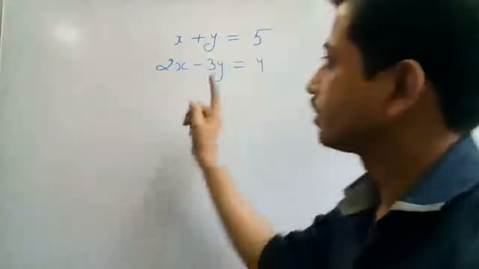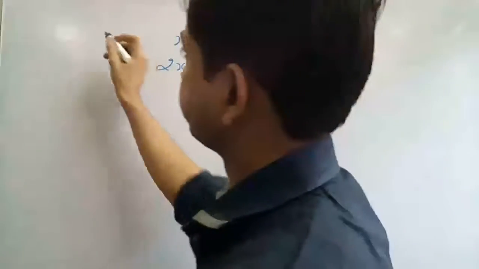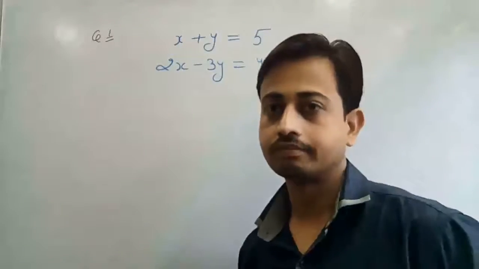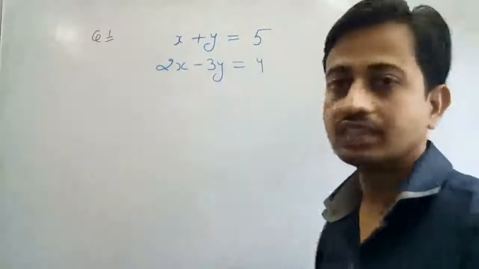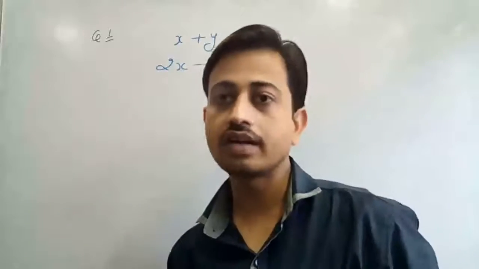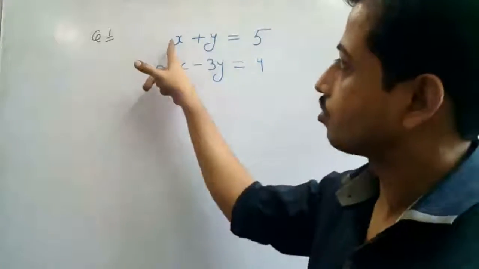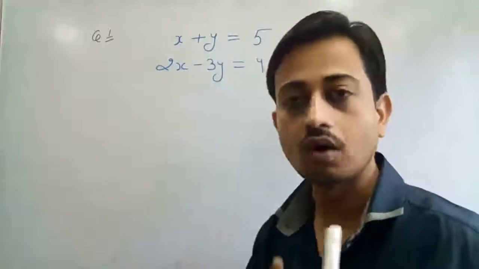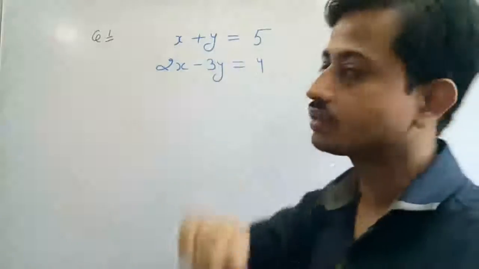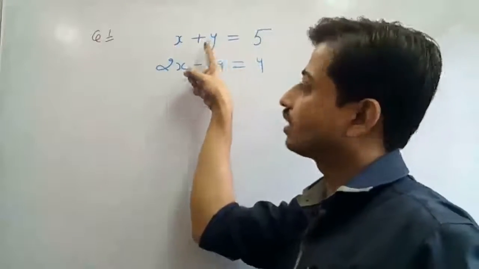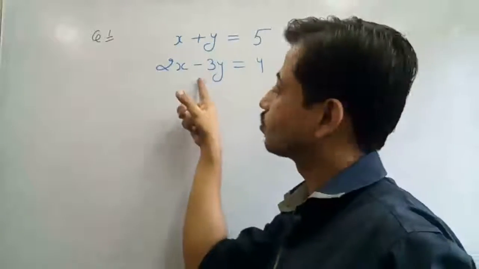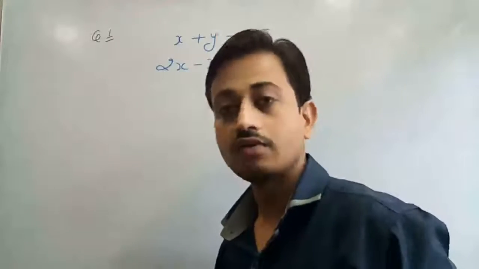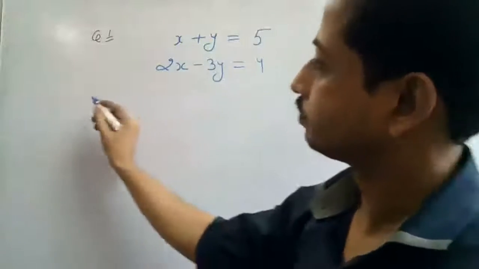Now I am taking our first question. Question number 1. Step 1. Check whether the coefficients of either variable, x and y, are equal or not. The coefficient of x is 1. In this, the coefficient of x is 2. It means not equal. Now check the coefficient of y. In this the coefficient of y is 1, and in this the coefficient of y is minus 3. Again not equal. Then you have to do step 2.